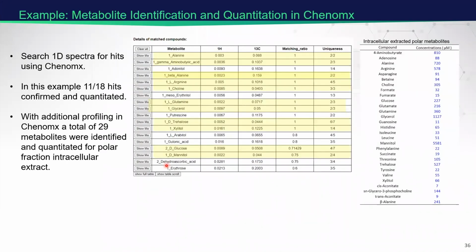And in this particular sample, we were able to go back into the Chenomx program, and in our 1D spectrum, able to quantitate 11 of these 18 that were confirmed. Or 11 of 18 were confirmed in this case. And just with additional untargeted profiling, we're able to come up with 29 more metabolites. And if I spent more time on it, I could probably make many more assignments too.